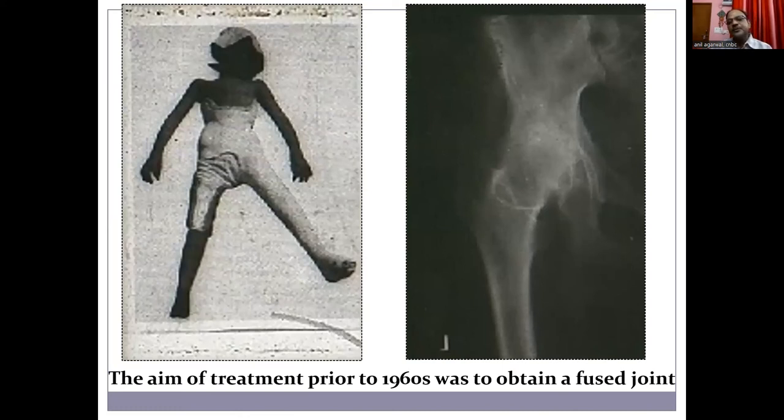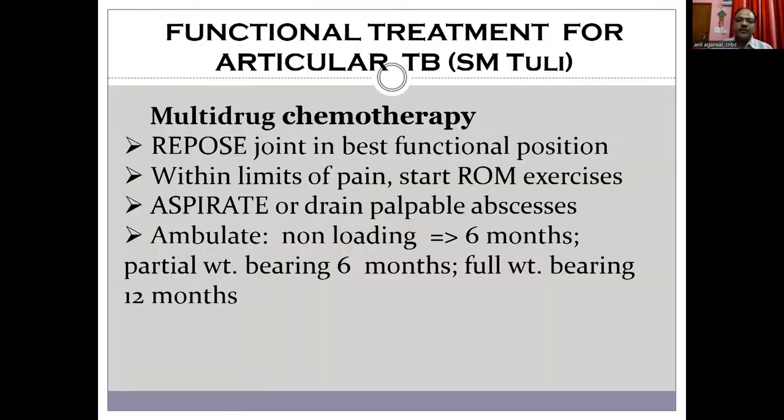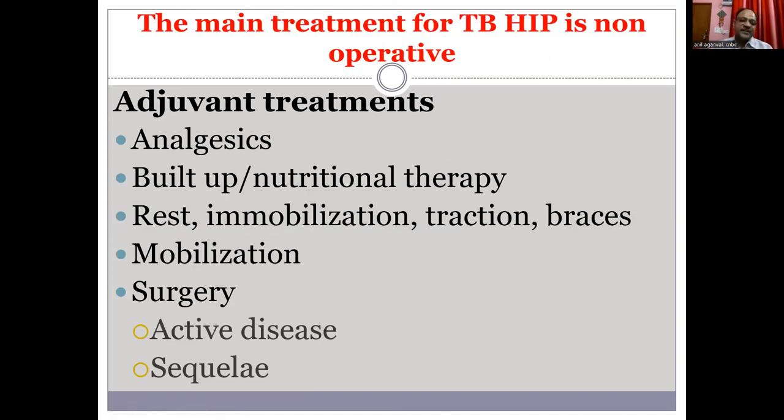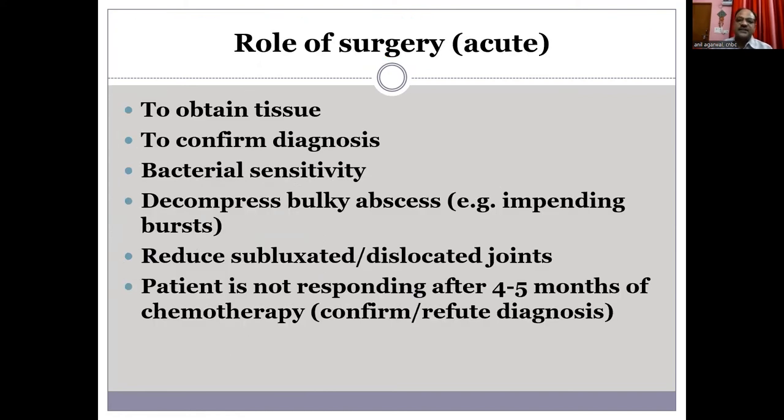So what was the earlier aim, historically, in how we used to treat tuberculosis of the hip? The aim was to obtain a fused joint, but the same does not hold true now. After the advent of multi-drug chemotherapy, we try to reposition the joint in the best functional position and start early exercises. We must remember adjuvant treatment like analgesics and nutritional therapy, because these children are also malnourished. Take care of the splintage, and we have specific indications for surgery. The main indications are to obtain tissue, decompress bulky abscesses, and deal with complications.